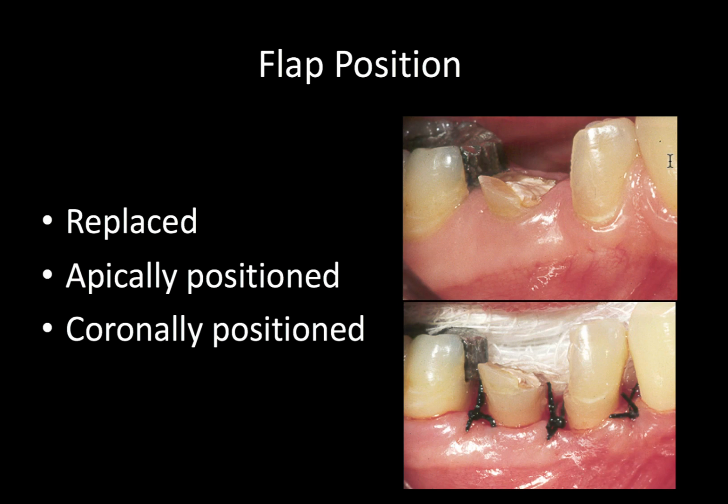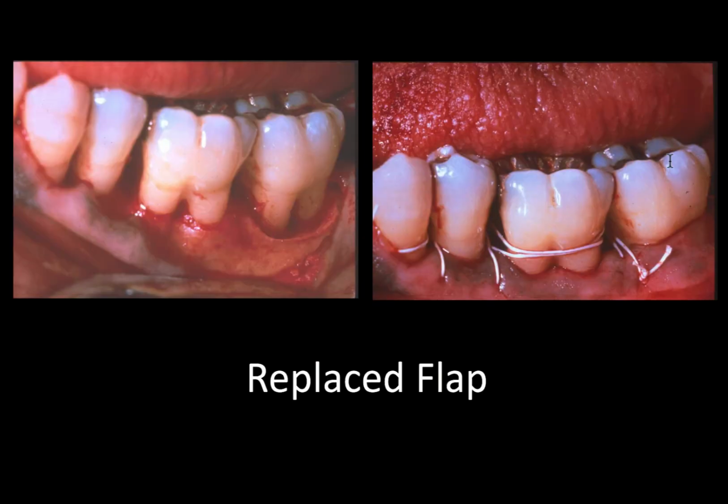Let's review each one of these terms. A replaced flap is designed to be returned to its original position. It is used most often when surgical access for debridement of the roots is the primary goal, as in flap curettage or the modified Widman flap procedure. A replaced flap also is frequently used in periodontal regeneration procedures where primary closure over a bone graft, with or without a membrane, is of utmost importance.